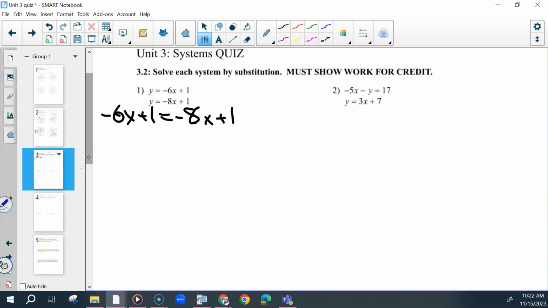And then started to solve. So some of you moved 6x over, and then got rid of 1, either at the same time or separately. Actually, let's back up. I'll do this and then I'll do the next part. So here we have 1 equals -2x plus 1. If I get rid of the 1s, we have 0. And when we solve for x, we get 0 as well.